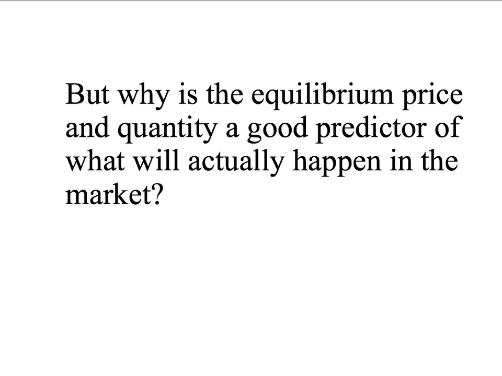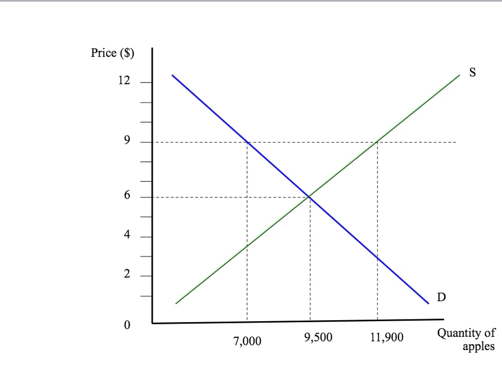What have we actually done? We've defined an equilibrium as being a situation where everyone can do what they would like to do given their options and constraints. But that still doesn't tell us why the equilibrium price and quantity are good predictors of what will actually happen in the market. But in fact they are extremely good predictors given our dynamic assumptions.